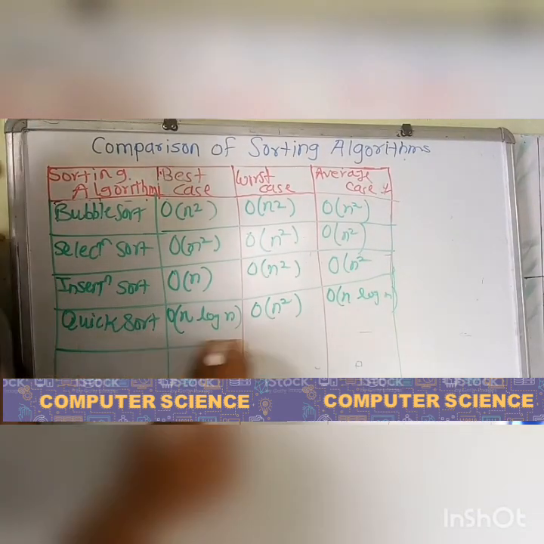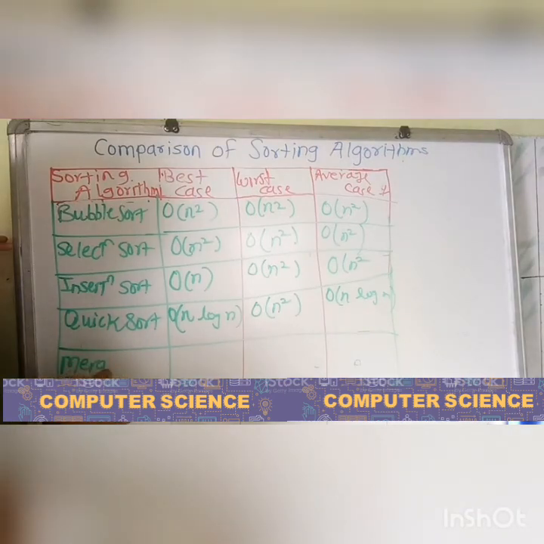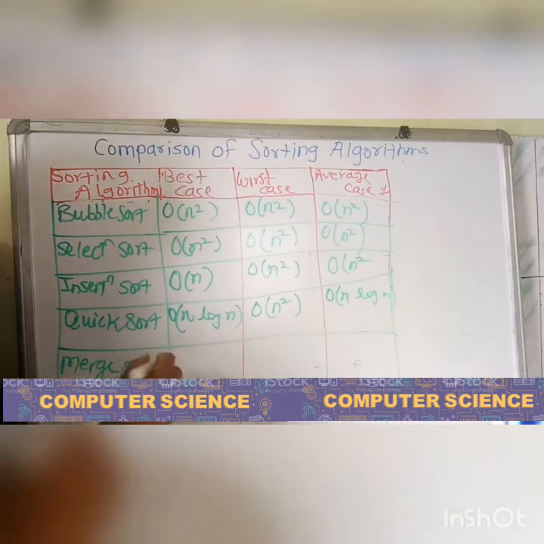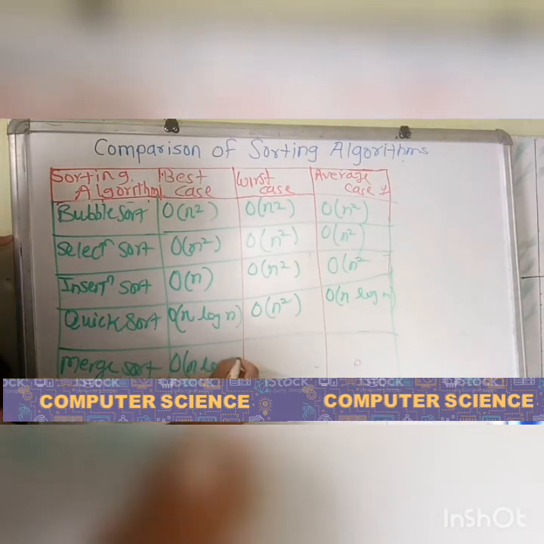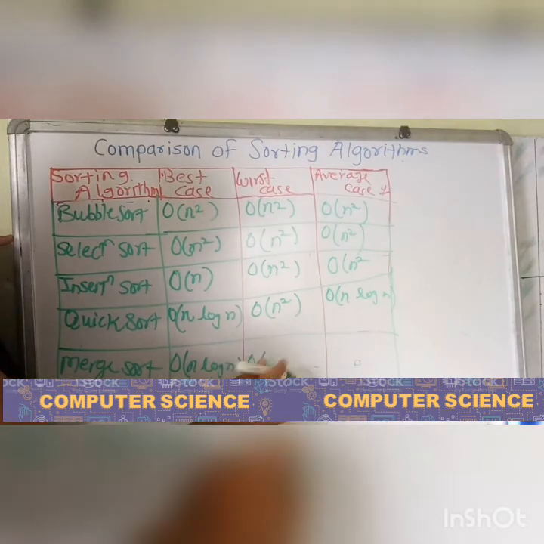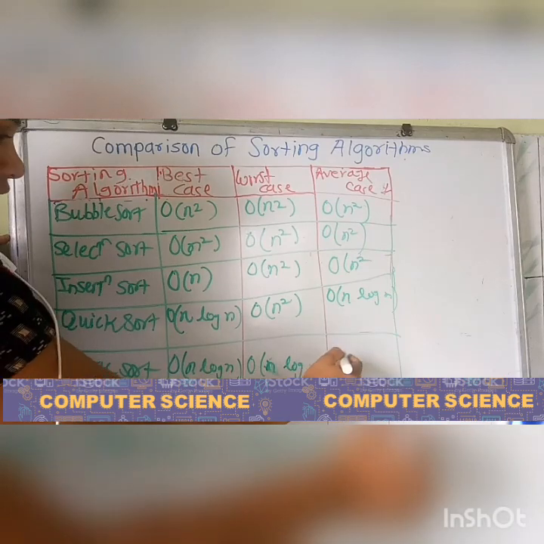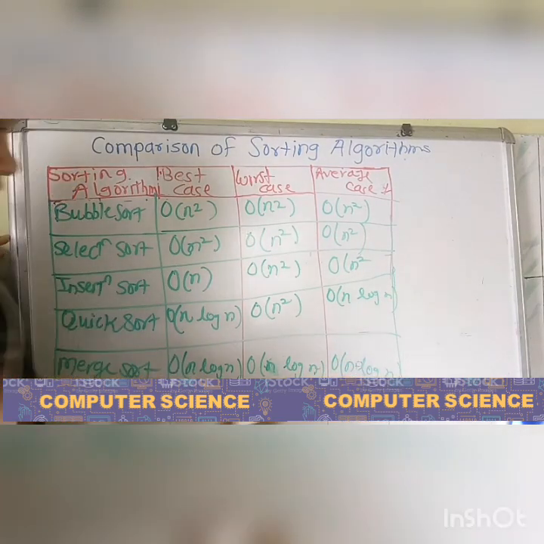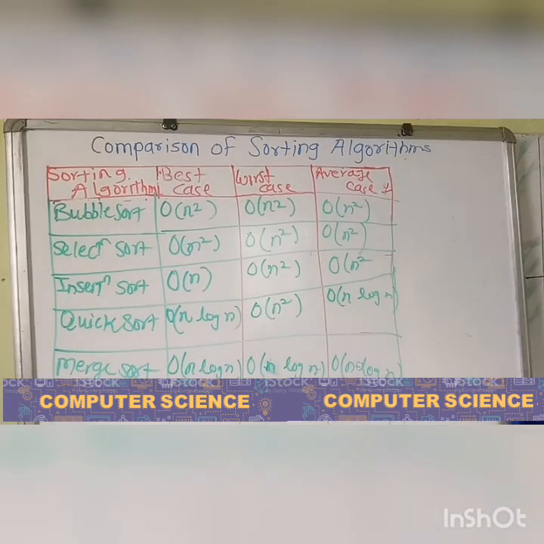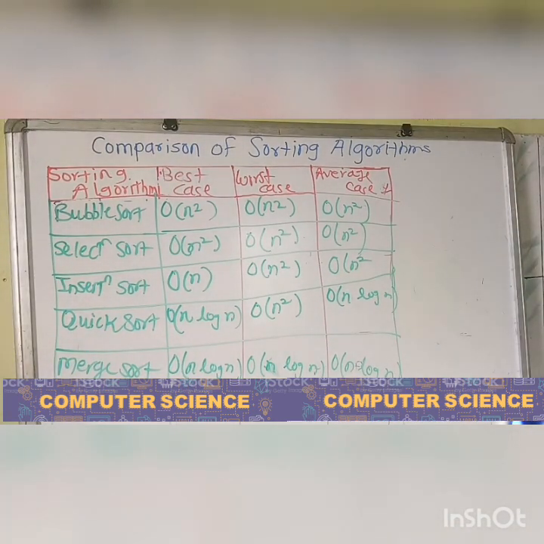Now, talking about the merge sort, it will require the same number of comparisons, big O of n log n, for the best, worst and average cases. So this is all about the different sorting algorithms compared based on their efficiency, number of passes, and stability, and according to the best case, worst case, and average cases.